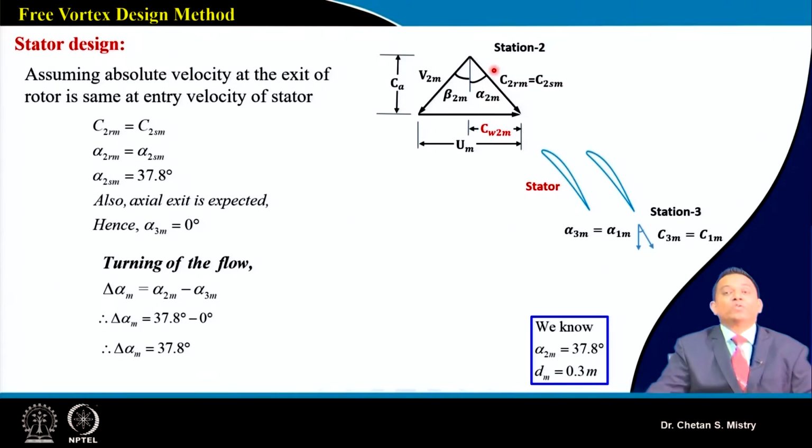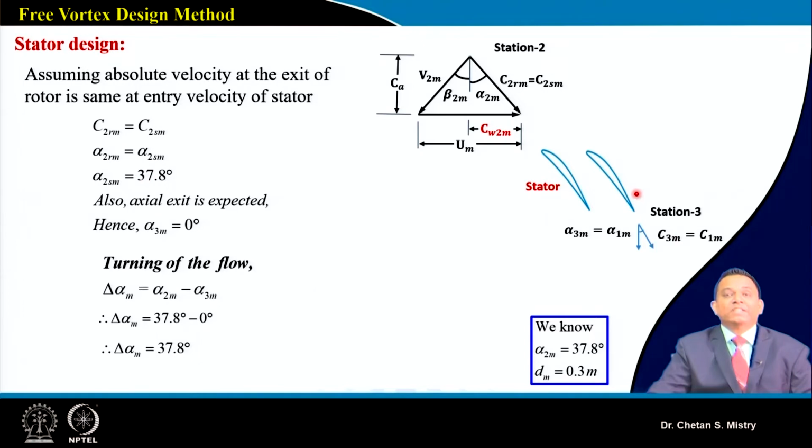When I say my absolute velocity is the same, we can say my absolute flow angle, that I call alpha 2, coming from the rotor and going to my stator, will be the same. So we can say alpha 2 at the entry of my stator is 37.8.